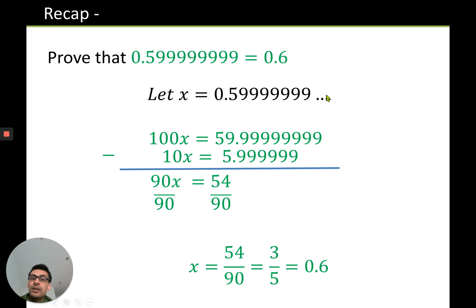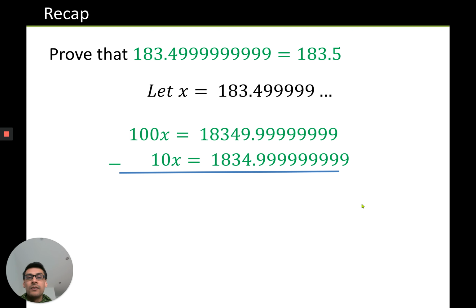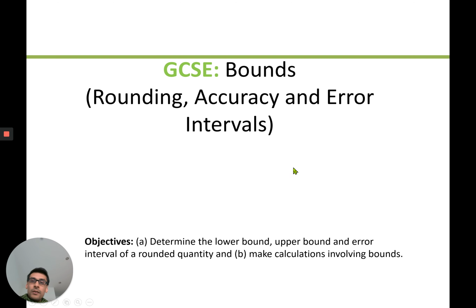I want you to now try this proof here. I'm going to pause the video and then you guys can do it and I'll show you the working out in 3 seconds. Okay, so here's the working out. It's practically the same as the previous question. You can use a calculator for this and you get 183.5. Okay, so this is the title for the topic, bounds, rounding, accuracy, and error intervals.